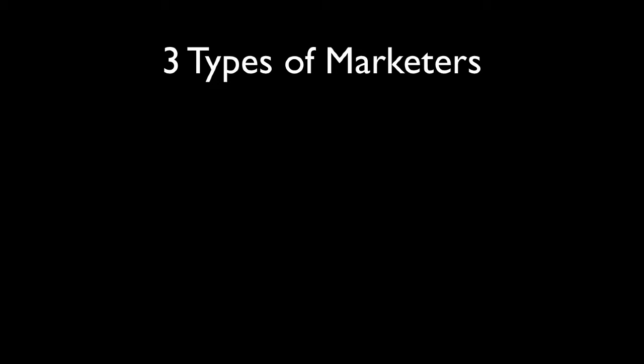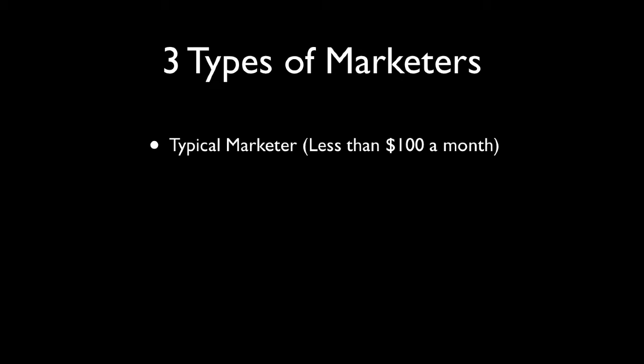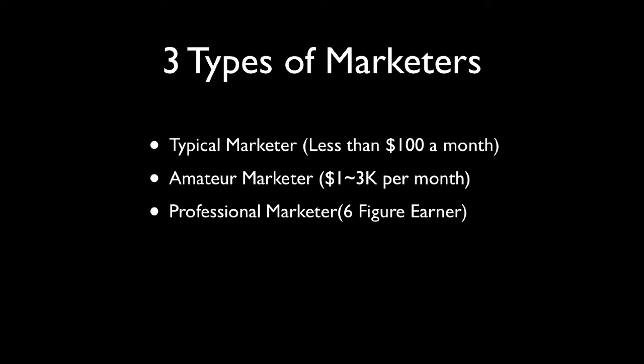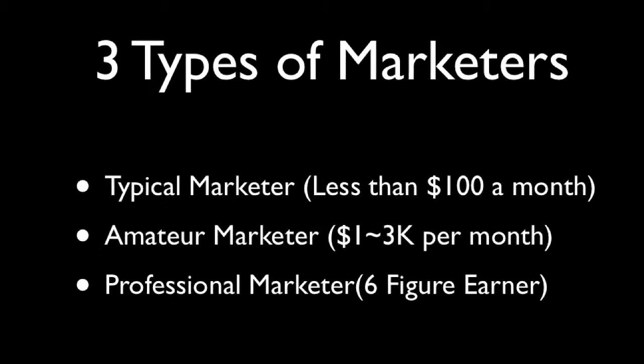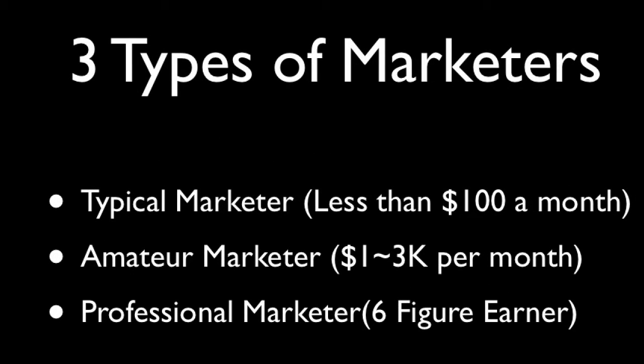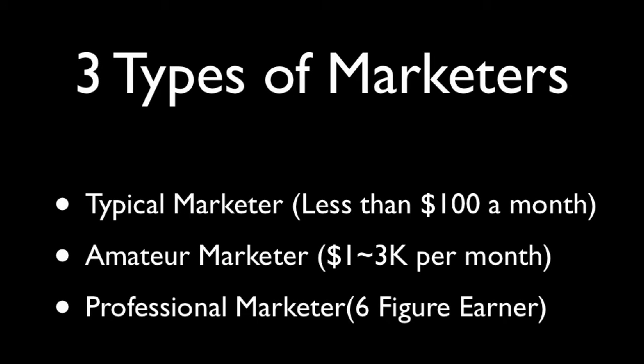There are three types of marketers. One is called a typical marketer, who makes less than $100 a month. Another is the amateur marketer, who makes $1,000 to $3,000 per month. The third category, which should be your goal, is professional marketer. They make six-figure income online.